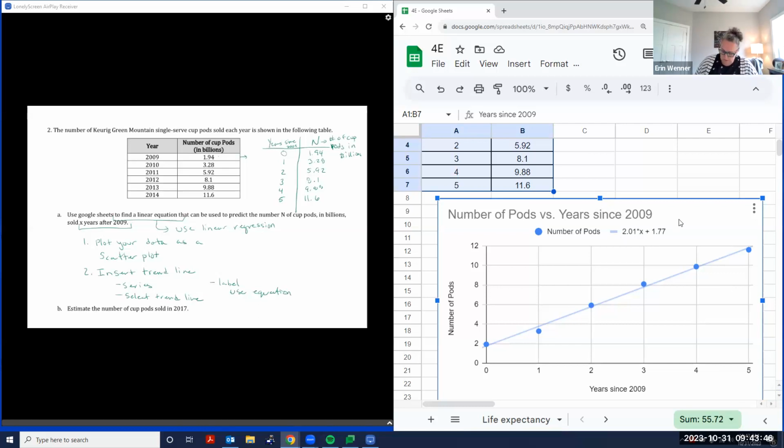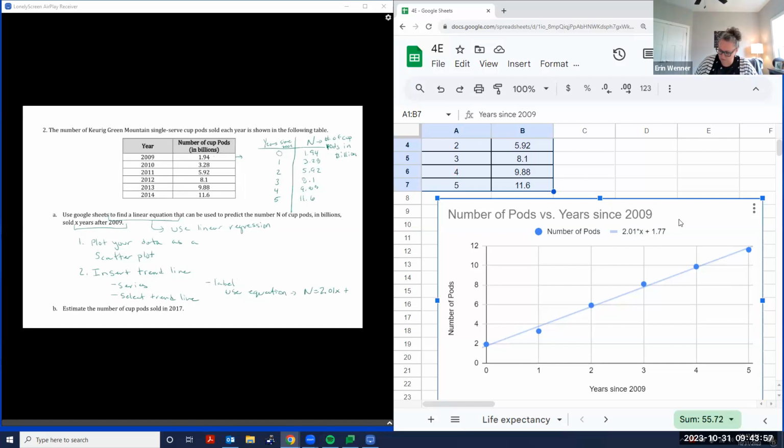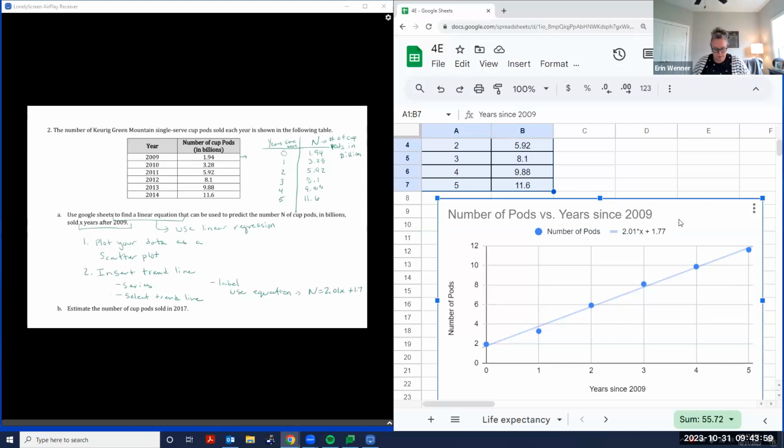So our equation is n equals 2.01x plus 1.77. Now remember, when we're looking at the equations, we need to be able to identify what these pieces mean, okay? So this is in slope-intercept form. This value here is my slope, and this value here is my y-intercept.